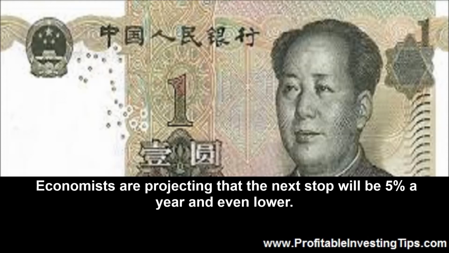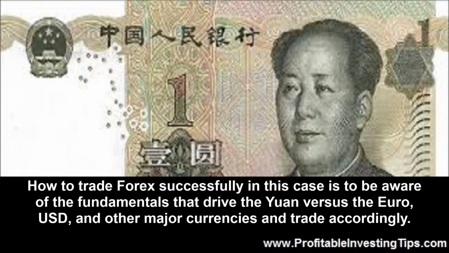Economists are projecting that the next stop will be 5% a year and even lower. How to trade Forex successfully in this case is to be aware of the fundamentals that drive the yuan versus the euro, US dollar, and other major currencies, and trade accordingly.